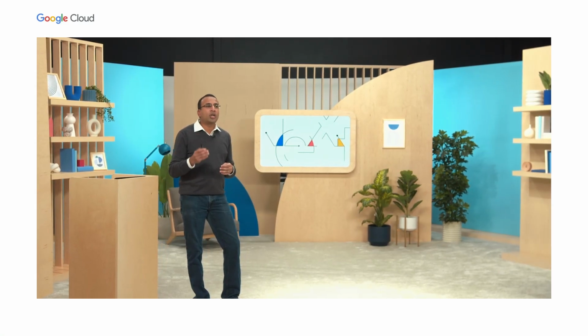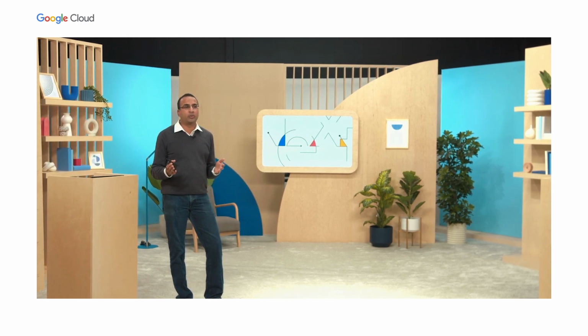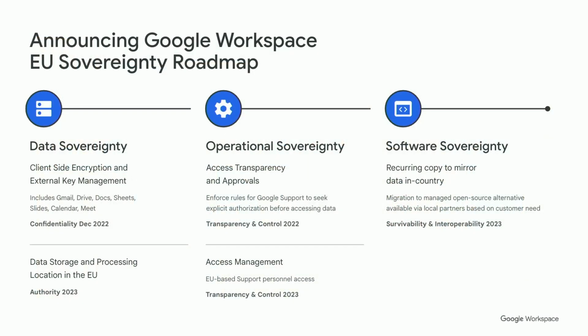On the operational sovereignty front, access transparency is already generally available. Access approvals to enforce rules for Google support will be available by the end of 2022. Additionally, we will give you the ability to restrict support to EU personnel in 2023.